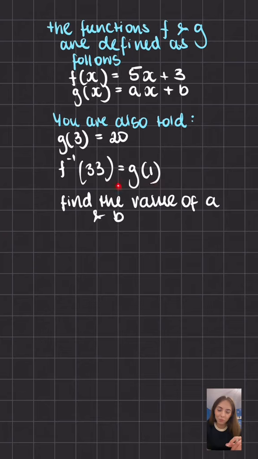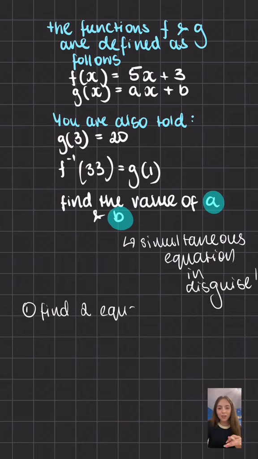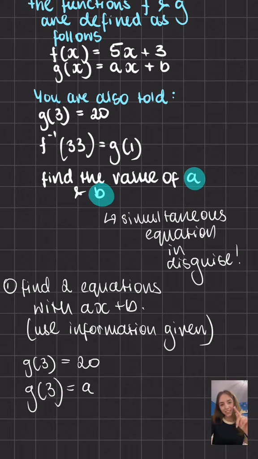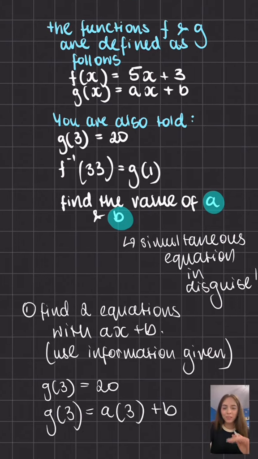The reason why I know this is because it asks us to find the values of a and b, and at GCSE the only way to do this is through simultaneous equations. The first equation is really easy to find. All I have to do is substitute 3 into the equation g of x and make it equal to 20, as it says so in the question. So when I do this, I get 3a plus b equals 20.